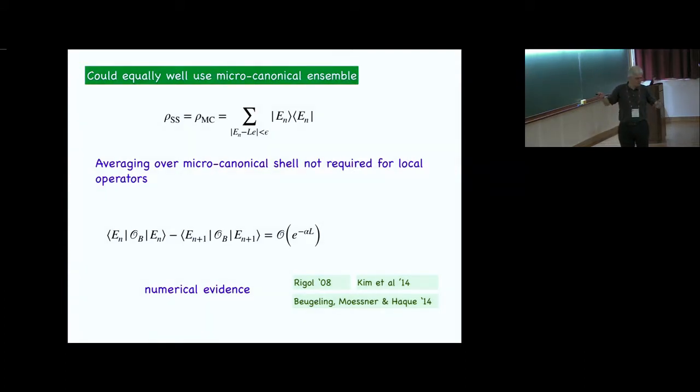So this is what is called strong ETH, if you wish. Which basically means that within the shell, the difference of expectation values in eigenstates in the shell is exponentially small in system size, so you can forget about it. And then ETH basically tells you if you change E, the energy density, then these expectation values are basically smooth functions of energy. And a few more things as well.